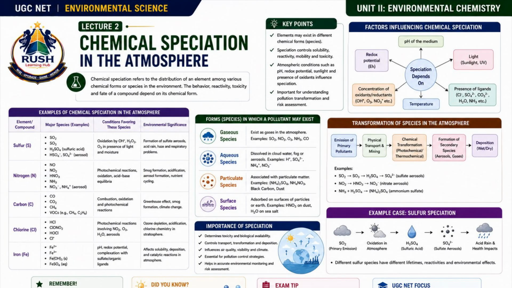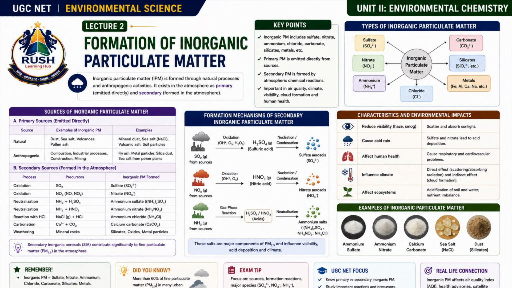In this section, we will discuss the formation of inorganic particulate matter, an important topic in atmospheric chemistry and a frequently asked area in UGC NET Environmental Science. Particulate matter, commonly known as PM, refers to tiny solid particles or liquid droplets suspended in the atmosphere. These particles can originate directly from natural and anthropogenic sources or can form within the atmosphere through chemical reactions.